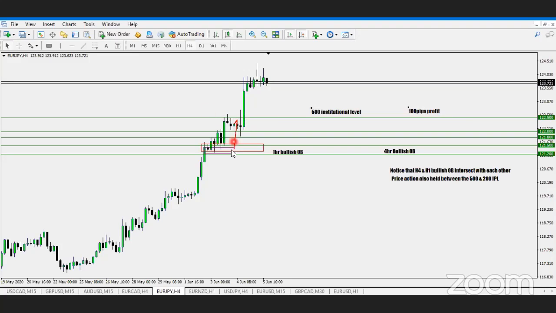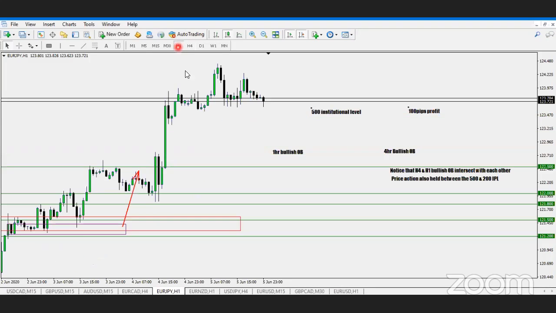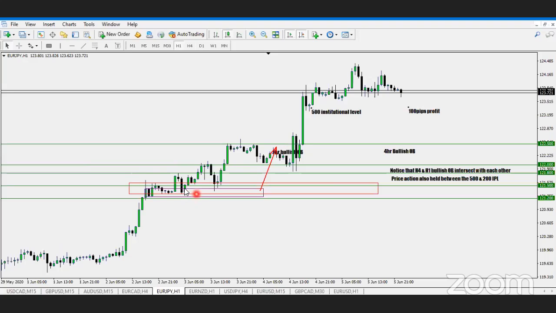Yeah. So that is the kind of confirmation, not only the institutional order flow, order blocks, and there was also a 1 hour order block inside that zone over there that price bounced off of.